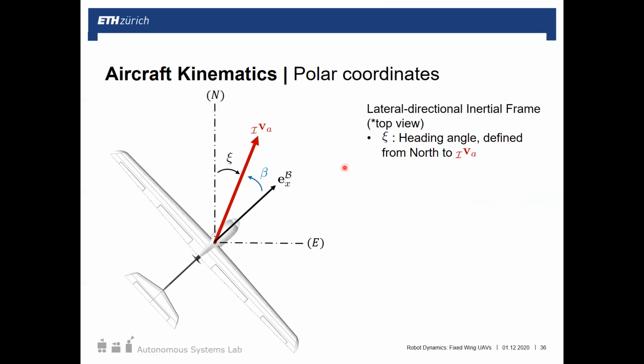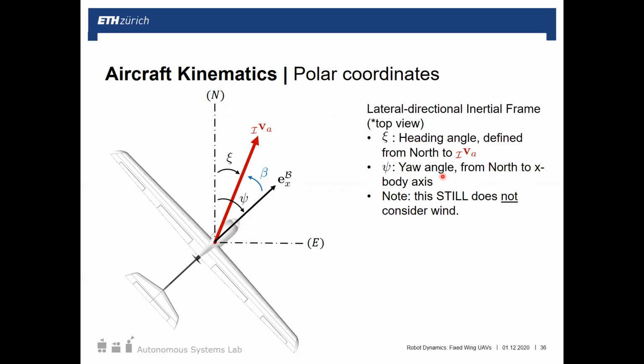This should be distinguished from yaw angle. These are often confused, but they have specific meanings. Heading is from north to the airspeed vector. Yaw, this one here, is from north to the x body axis, so to our body axis. This still doesn't consider wind.